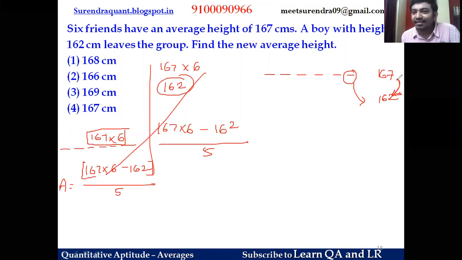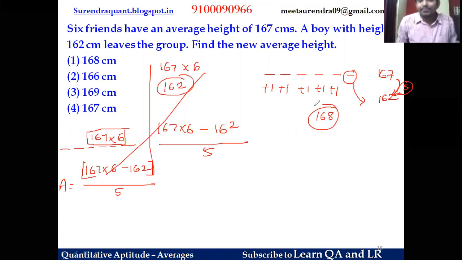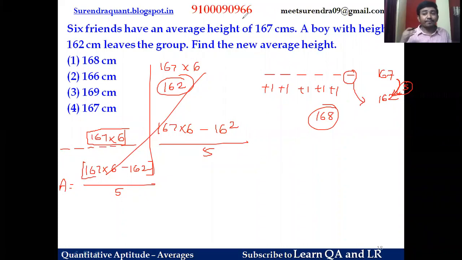So here the difference is 5 and this 5 has to adjust for 5 persons. So each, on average, increases by 1. So what is 167 plus 1? 168 is the new average. If you want, you can check with the regular method as well. So what I'm doing, guys: if a shorter person leaves the group, the average has to increase, or if a taller person leaves, the average has to decrease.